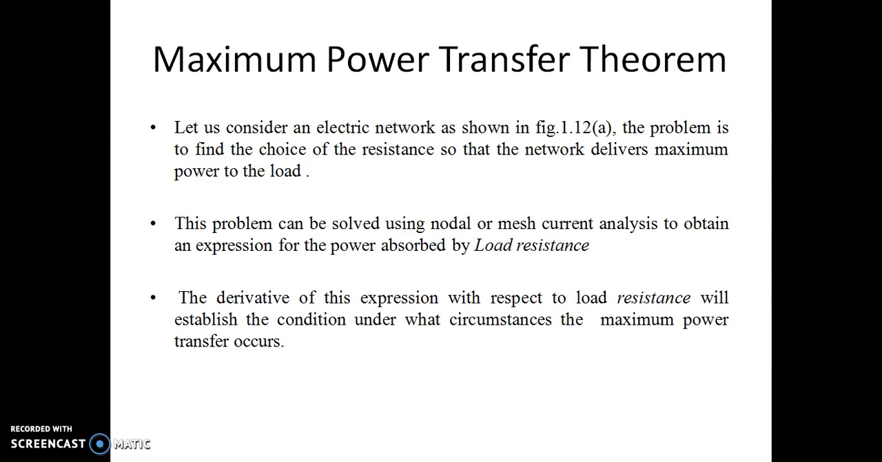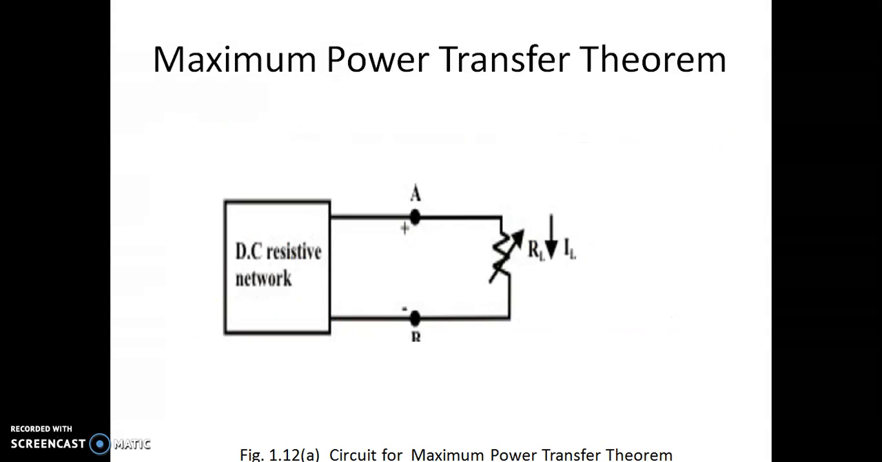Let us consider an electric network as shown in figure 1.12a. The problem is to find the choice of the resistance so that the network delivers maximum power to the load. This problem can be solved by using nodal or mesh current analysis to obtain an expression for the power absorbed by the load resistance. The derivative of this expression with respect to load resistance will establish the condition under which maximum power transfer occurs.